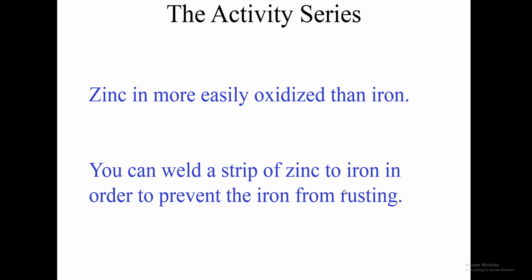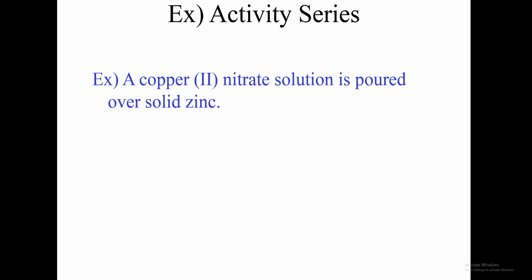Now, zinc is more easily oxidized than iron. So here's a classic example of something you can find in real life. If I want to stop iron from rusting, what I would do is coat the iron nail or anything with a little bit of zinc to prevent it from rusting. That's how people usually prevent things like cars from rusting. It's because you want to cover the metal that could easily be oxidized.